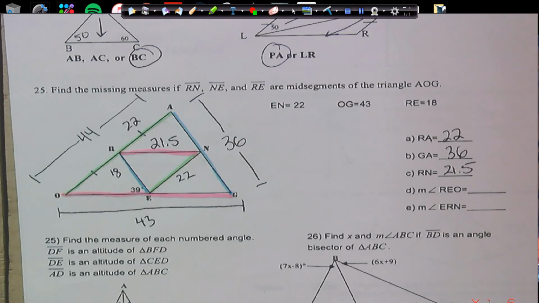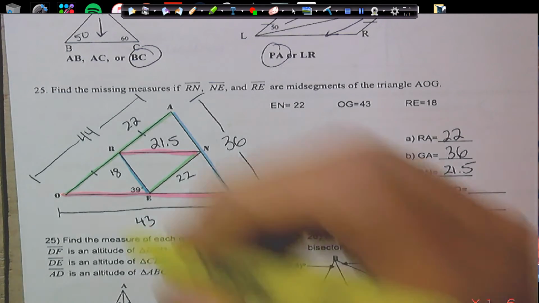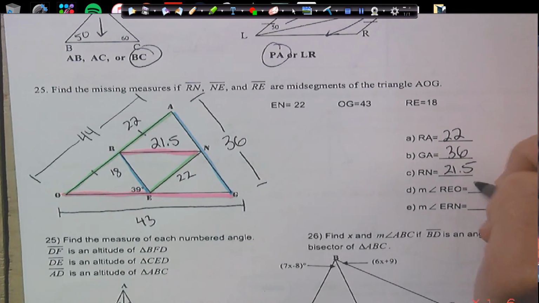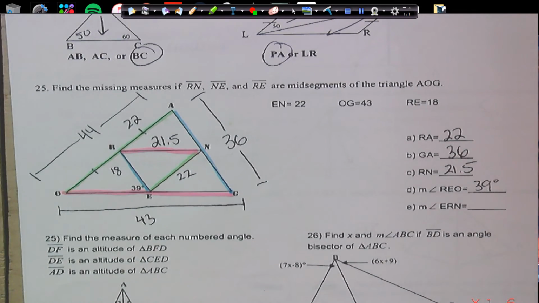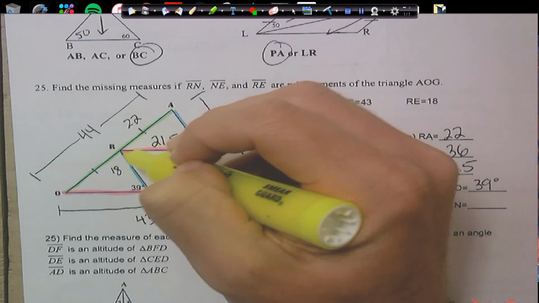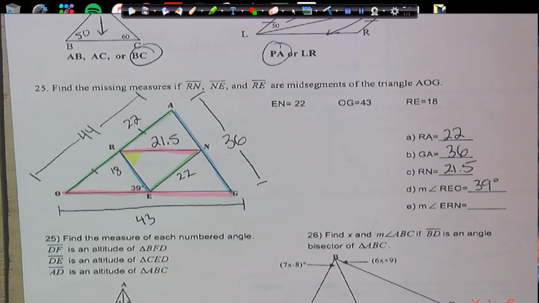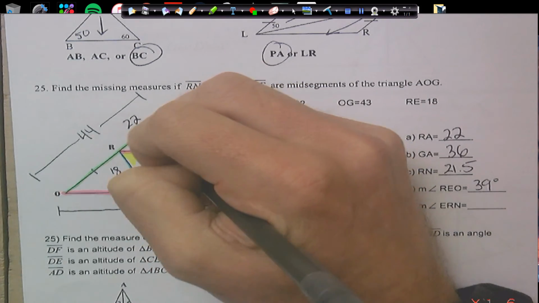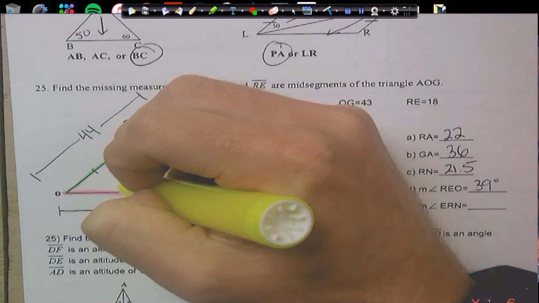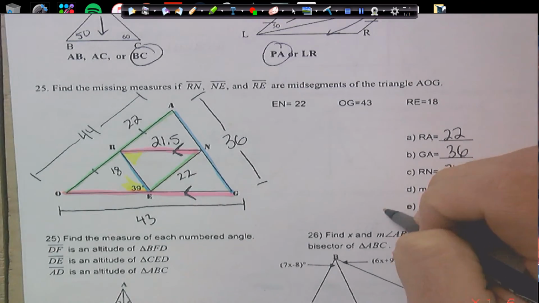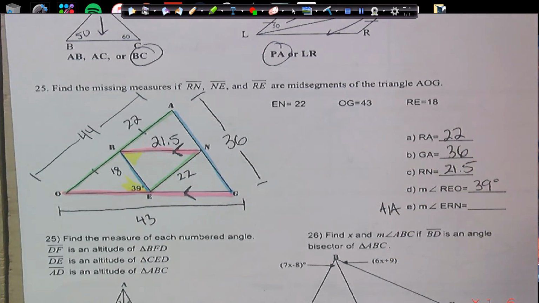And we're feeling good. REO? REO is easy. It was given to us. 39 degrees. I don't even have to highlight that. ERN. ERN. It's this angle right in here in yellow. I know, we're getting all crazy colors. What is that congruent to? Well, you guys remember, the pink lines are parallel, which means these two yellow angles that I just marked are alternate interior angles, AIA. So they're congruent, 39 degrees. Okay?